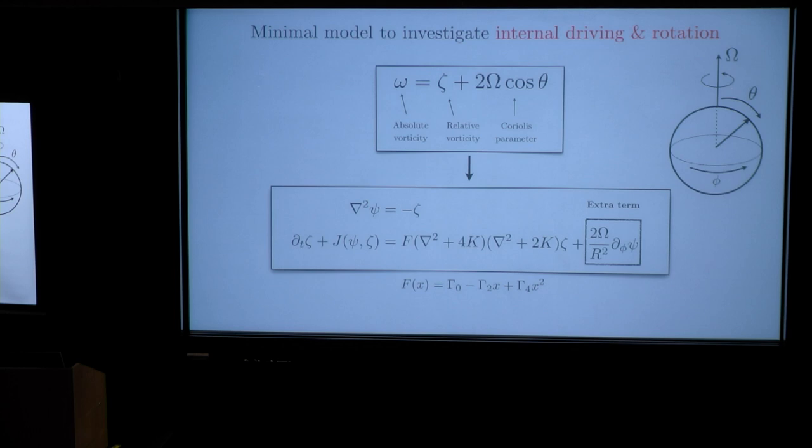And if you do that, you end up extending these equations with this extra term over here, which has this phi derivative of the stream function. That's essentially the only difference in the GNS equations between the non-rotating case and the rotating case. And we want to see what happens when we consider this effect. Right? So our equations are these.